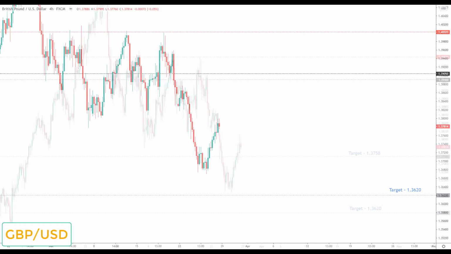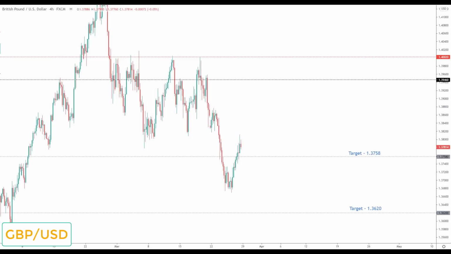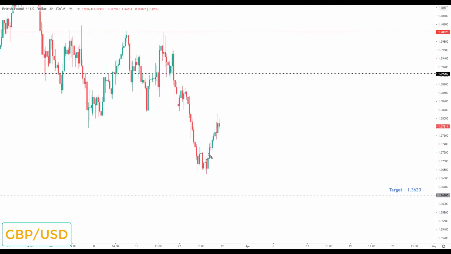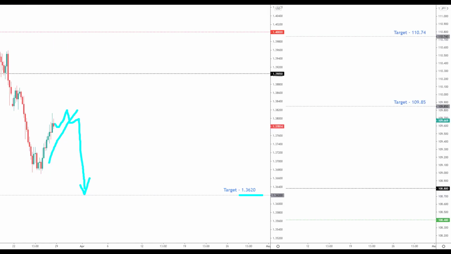Next is pound dollar. Last week we were looking for declines into the 1.3758 and we did take out this target last week and we started to correct. This correction is simply viewed once again as another opportunity to look for bearish reversals in this market down towards the next key of support to the downside and the target set at the 1.3620.